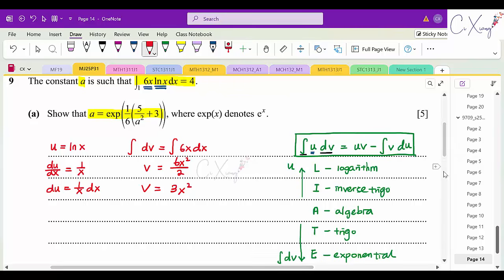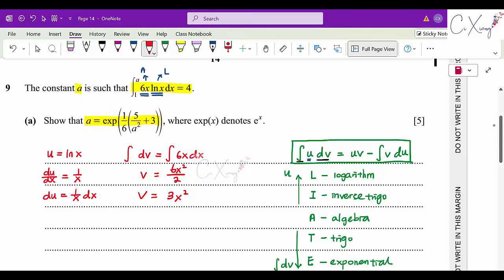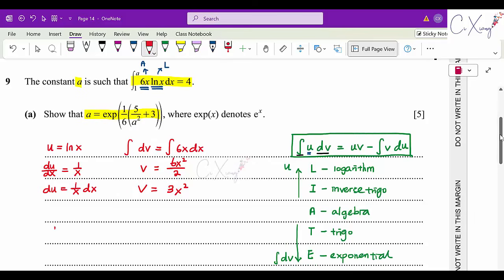Okay, after I'm done with this part, then I can start my integration. Let me copy the question first. So the question is this one. This is our integrate u dv. So I'm having the integration from 1 to a of 6x ln x dx equals 4. And I want to apply integration by parts here, right? So what I do is I substitute into the formula here. uv, what is your u?